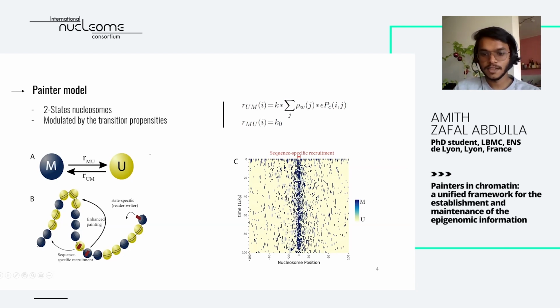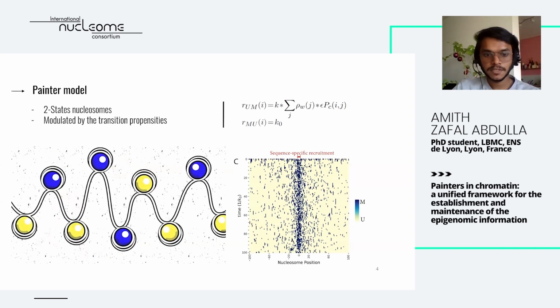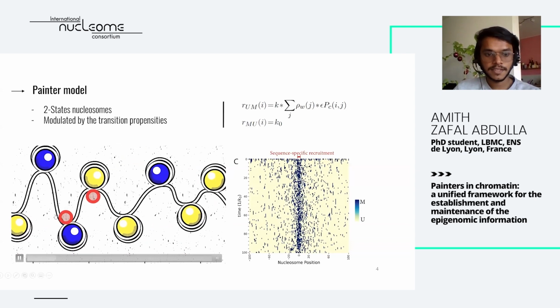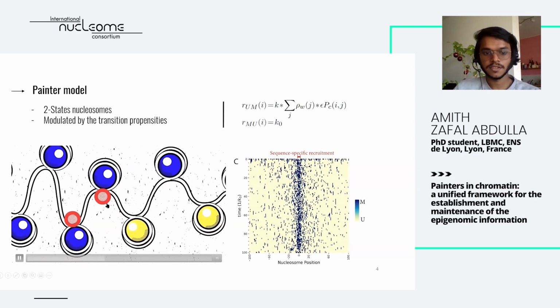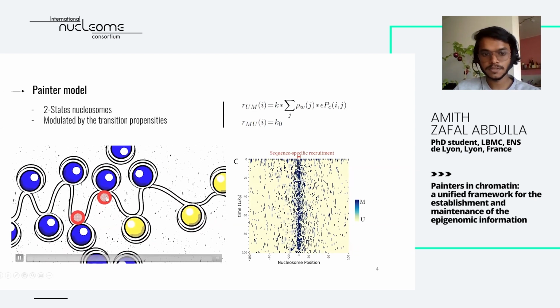To illustrate this process, I have an animation here. These are our enzymes or painters. They're recruited onto the specific sequence here.